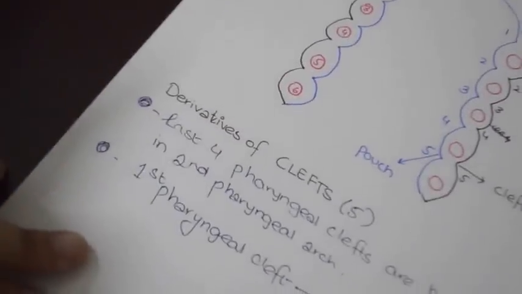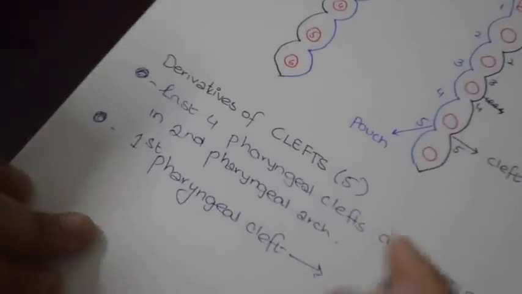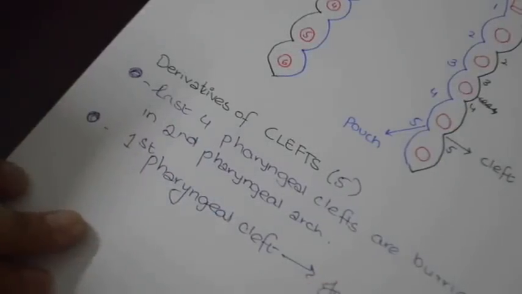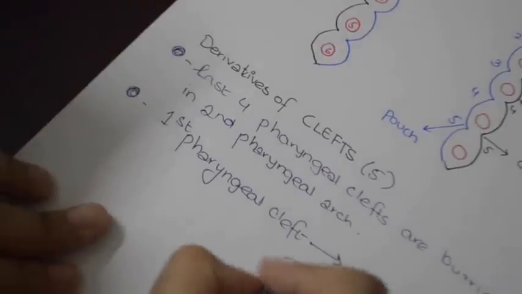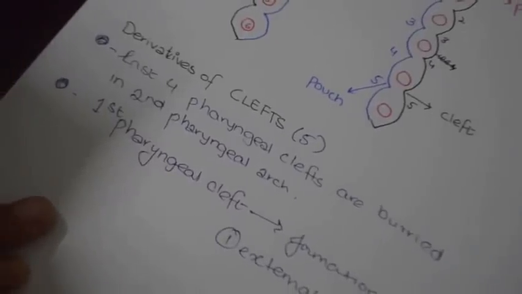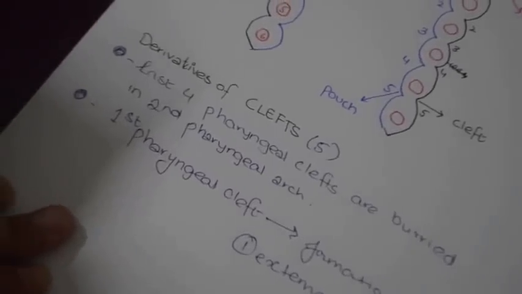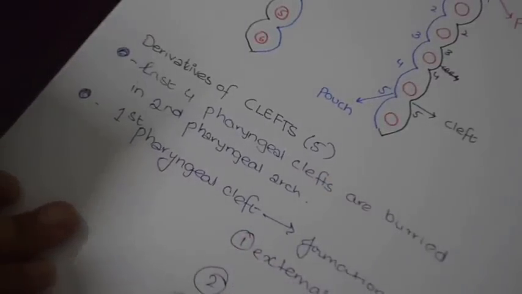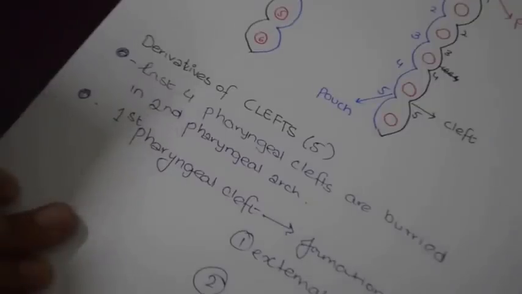The first pharyngeal cleft is responsible for the formation of two things: the external auditory meatus, also known as the external auditory canal, and the second is the outer covering of the tympanic membrane.